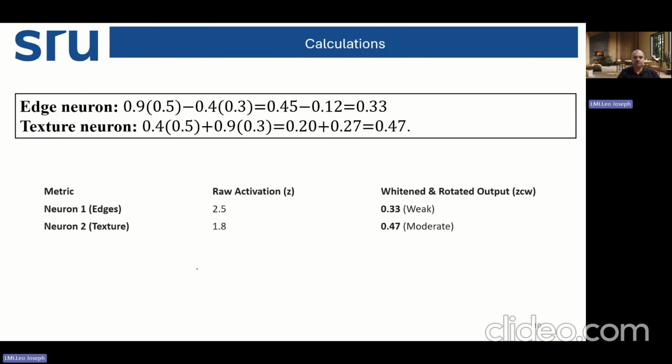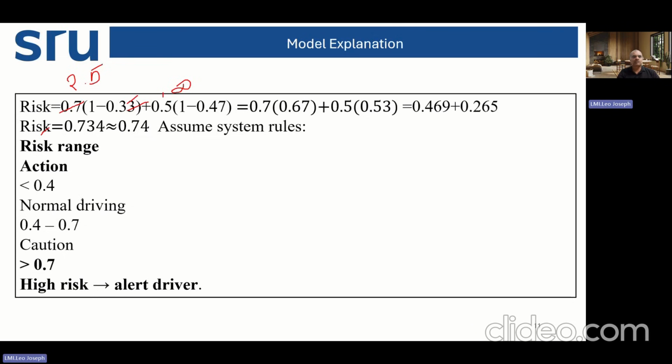Where it is coming from here: activation 2.5 into 1.8. So 2.5 into (1 minus 0.33) plus 1.8 into (1 minus 0.44). The value will differ only, that's all. The remaining things are as they are. So as per this, if I do this computation, you will get a risk score of 0.74.